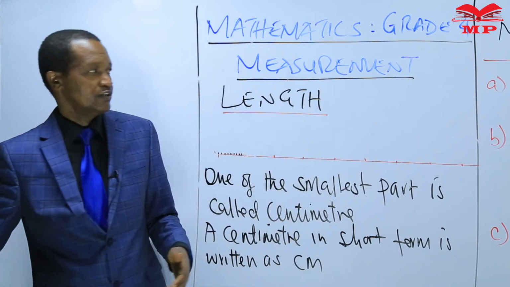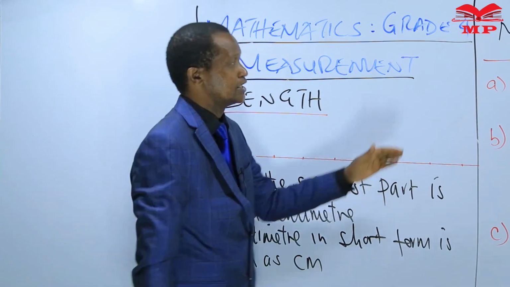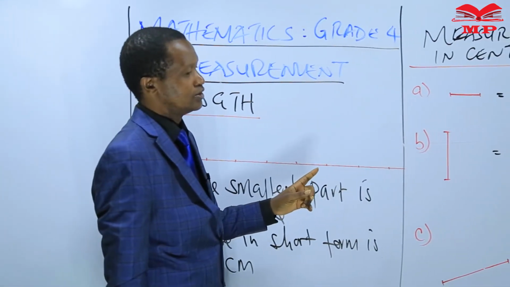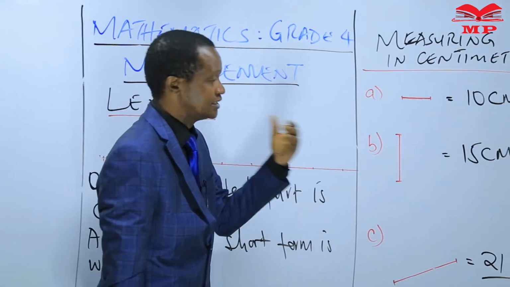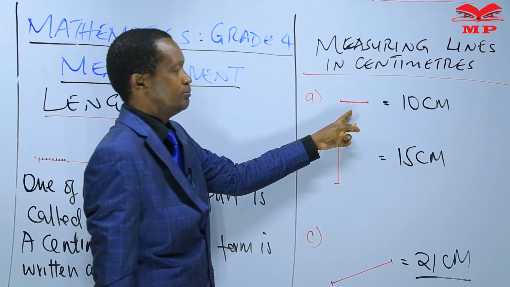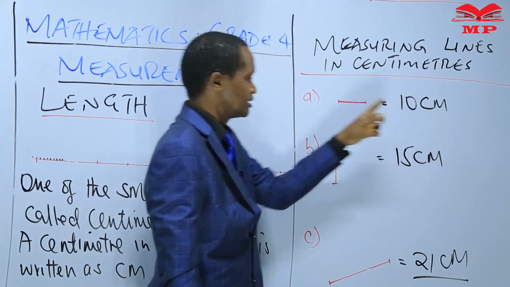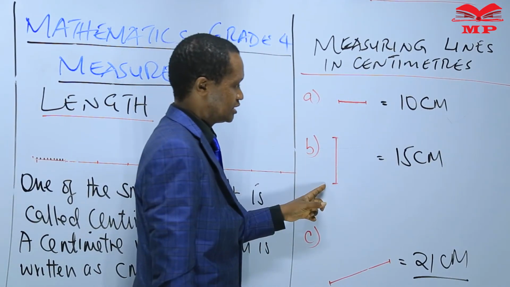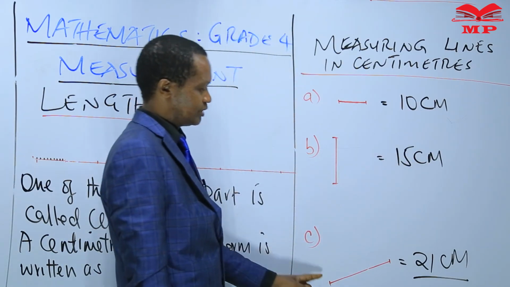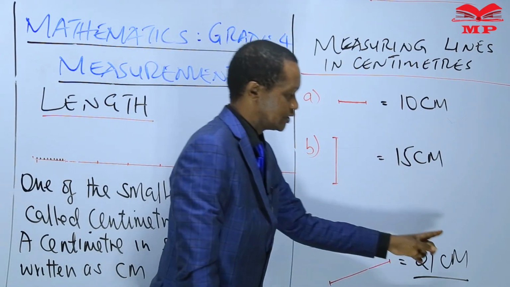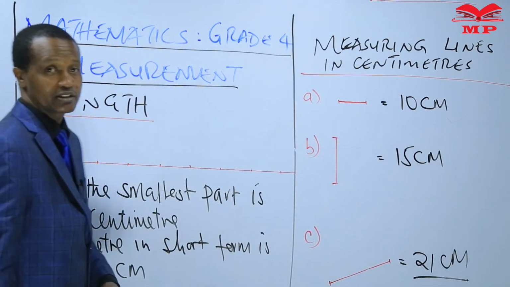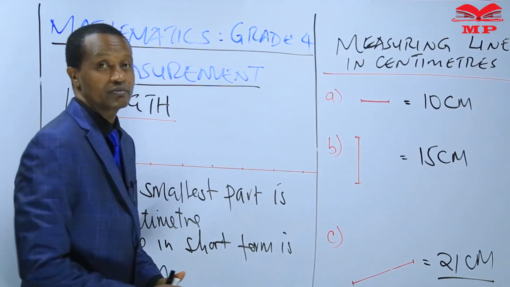Then we have also learned how to measure lines in centimeters. I've shown you how to measure lines in centimeters. Line A, we saw measures 10 centimeters. Line B, we measured it, is equal to 15 centimeters. Line C, we measured it, which is equal to 21 centimeters. So learners, do you have any question?